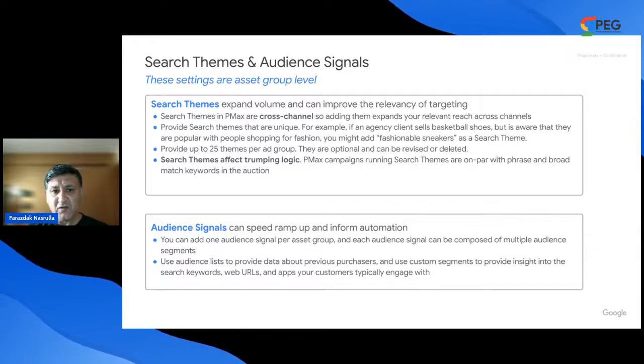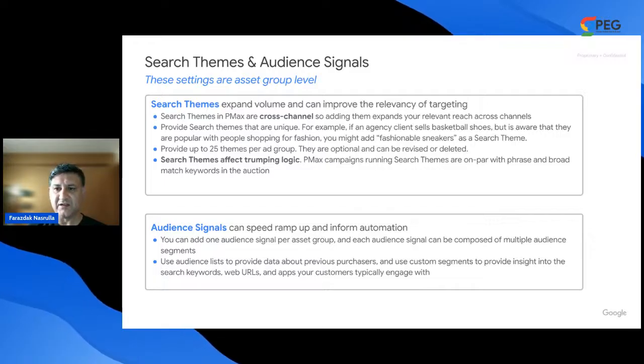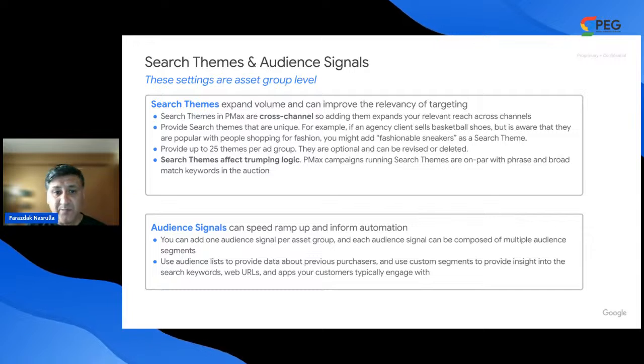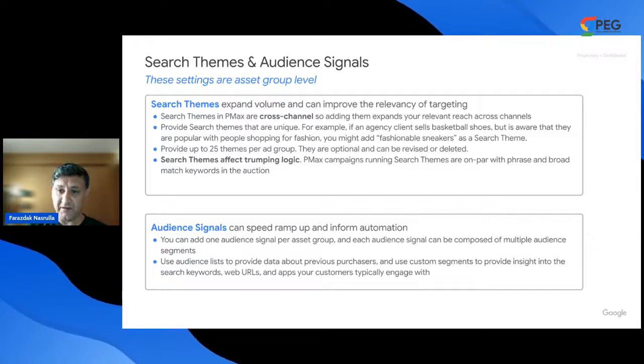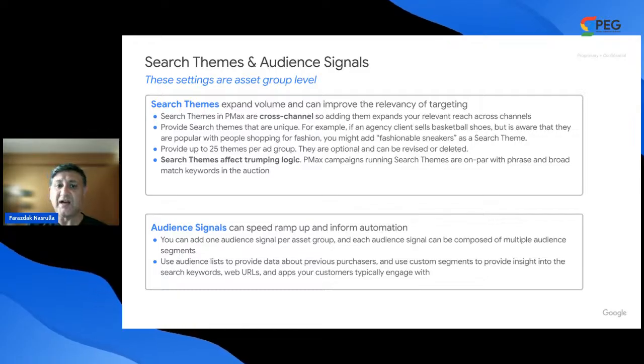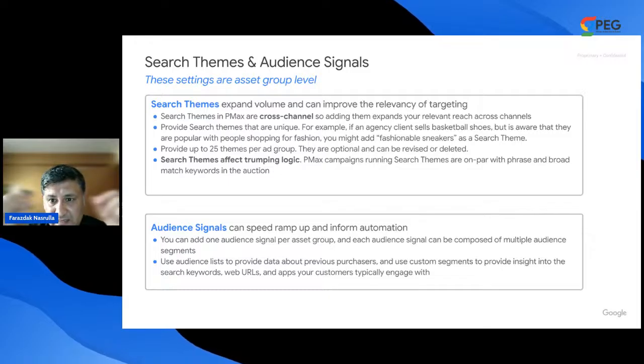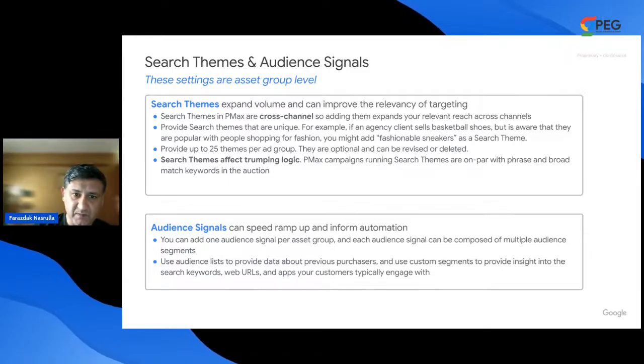Now let's dive into a crucial aspect of setting up your asset groups for success. Search themes and audience signals. Now this is the heart, and this is one of my favorite topics as well. It's important to remember that these settings are configured at the asset group level, which allows granular control over how you target different segments of your audience with specific creative approaches.